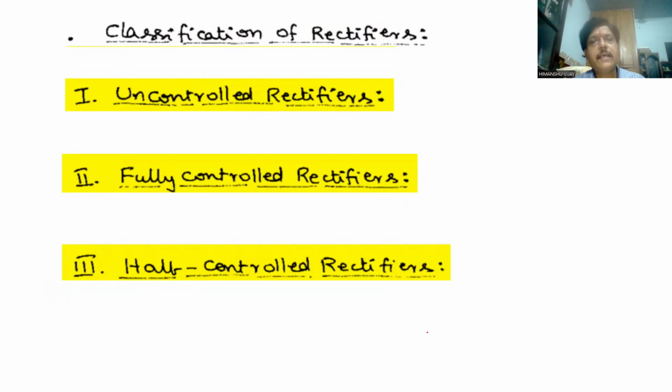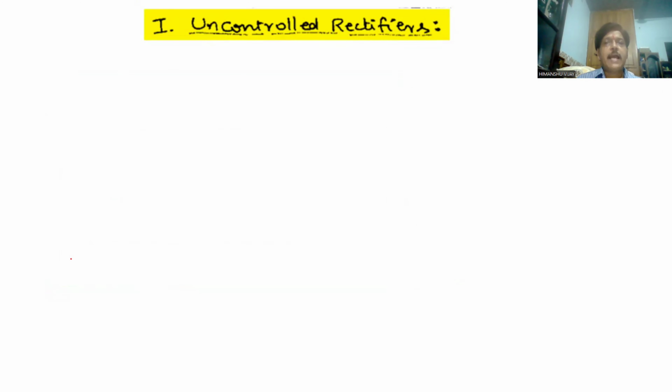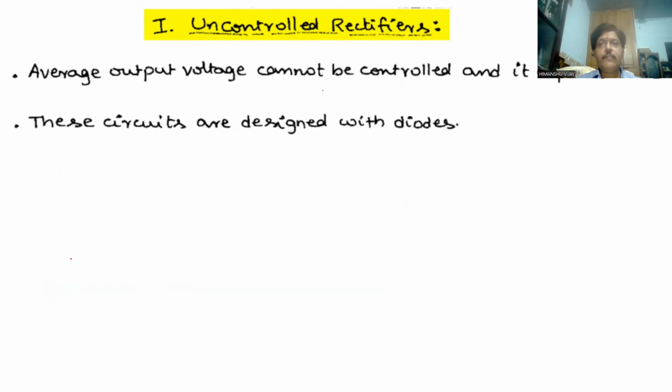Now, as far as rectifiers are concerned, there are different types of rectifiers. The classification of rectifiers is as follows. Number one is the uncontrolled rectifier, then fully controlled, and finally half controlled rectifier. So let us discuss one by one. Number one, I am discussing the uncontrolled rectifier. What is the meaning of uncontrolled rectifier? In this case, the average output voltage cannot be controlled, and you can say it depends on the source voltage. So these circuits are designed with diodes only.